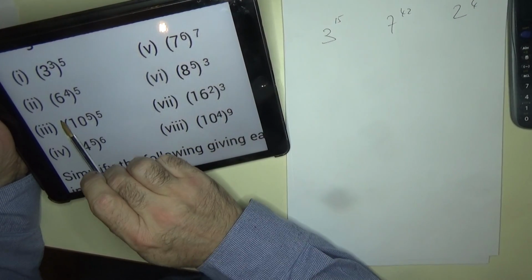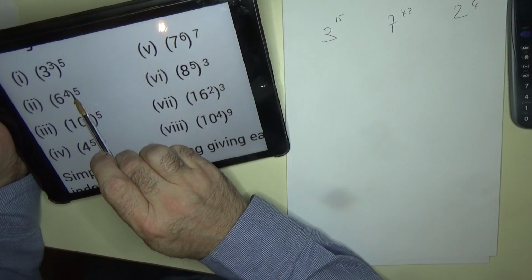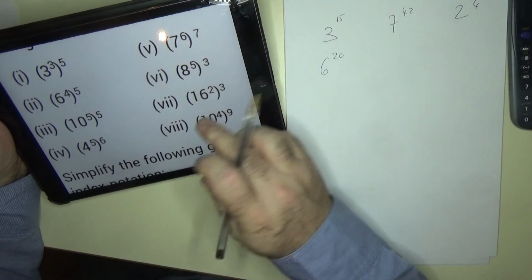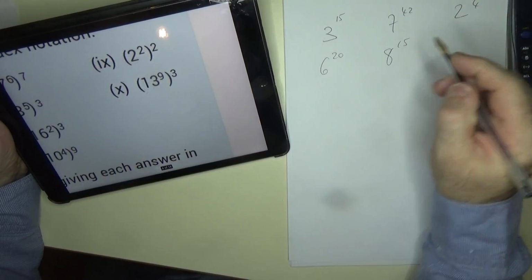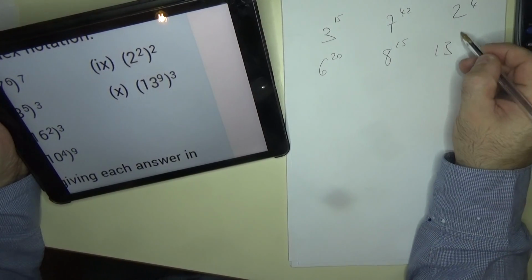Okay, we see this? 6 to the 4 to the 5. 4 5s, 20. 6 to the 20, that's your answer. 8 to the 15. 13, 3 9s, 27.